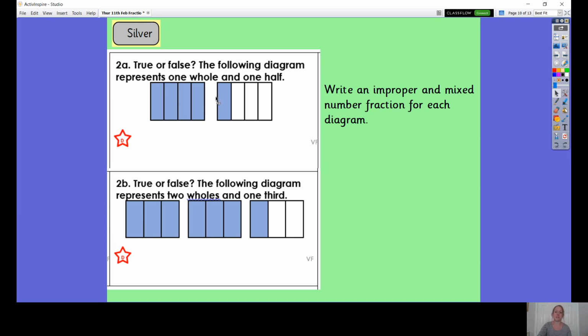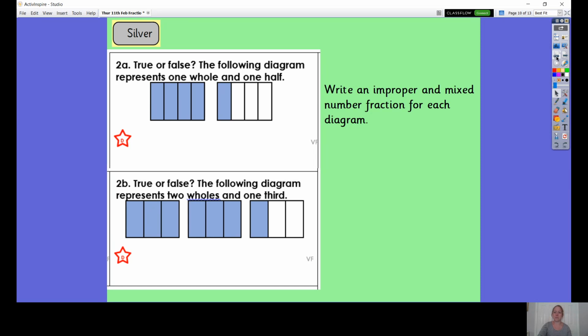Okay, so for a mixed number fraction, you'll say how many whole ones are coloured in, and then do the fraction of the other one. And then for the improper one, you just need to work out what number's going on the bottom. So for this one, the denominator is 4, isn't it? Because it's divided into 4s. And for this one, the denominator is 3. And then how many are shaded in.